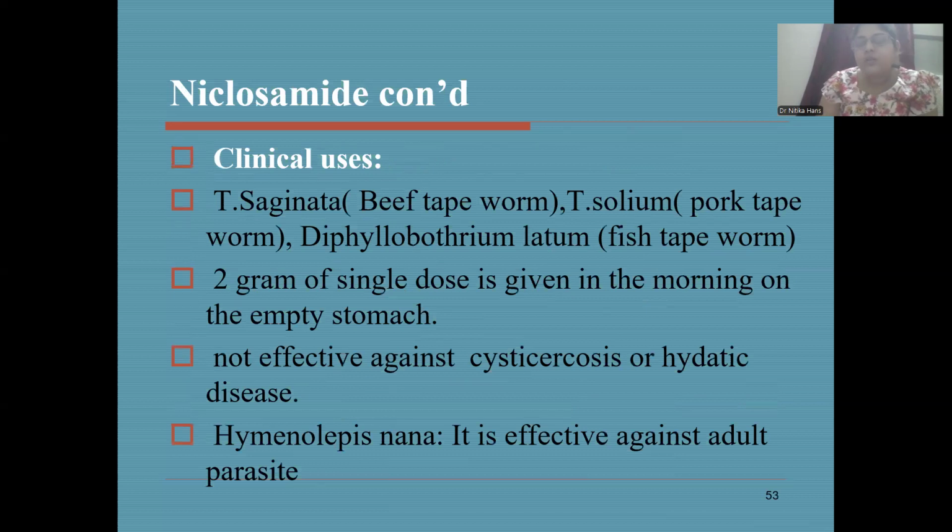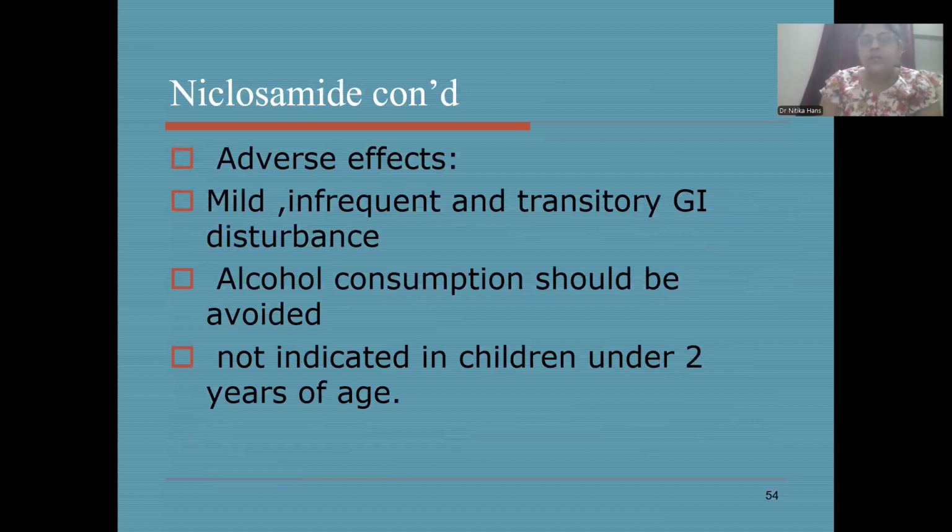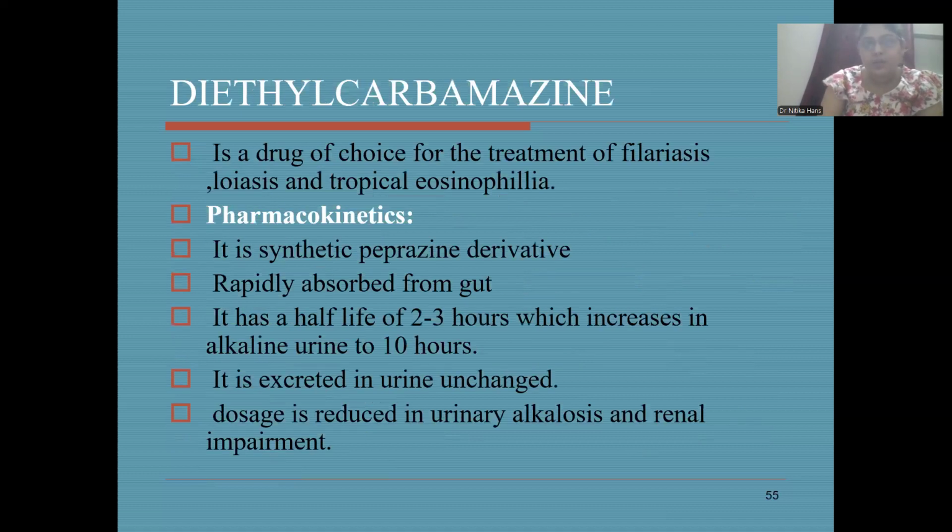Niclosamide is used in beef tapeworm infection (Taenia saginata), pork tapeworm infection (Taenia solium), and fish tapeworm infection (Diphyllobothrium latum). A single dose of 2 gram is given in the morning on an empty stomach. It is not effective against cysticercosis or hydatid disease. In Hymenolepis nana, it is effective against the adult parasite. Adverse reactions include GI disturbances; alcohol consumption should be avoided, and it is not indicated in children under 2 years of age.